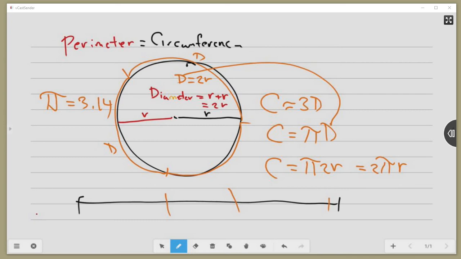So if I tell you that this is 2 meters, you know that that's 2 times 2 and pretty much times 3. But instead of 3, use 3.14. You understand? That is the distance around the circle.